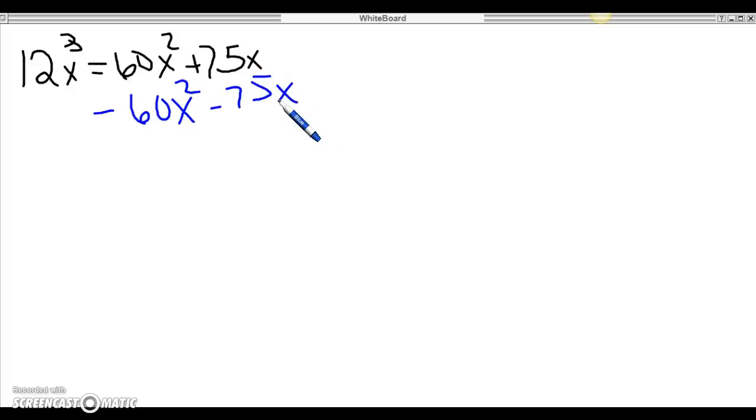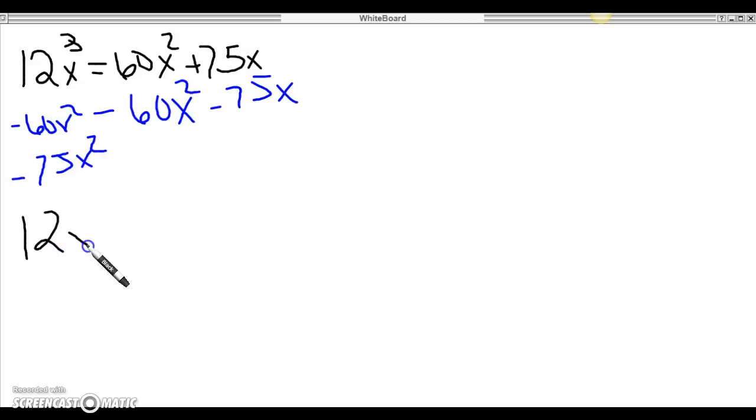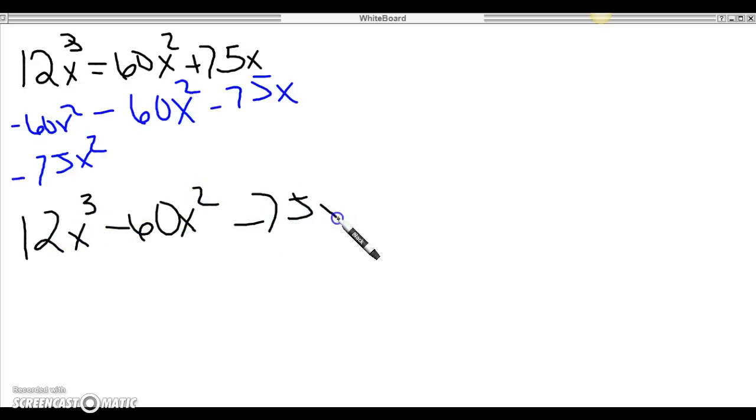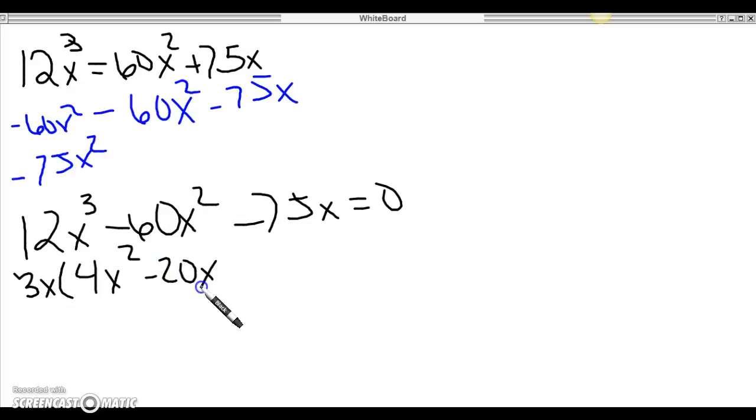and notice I'm moving it to the left-hand side, and I'm doing that because I don't want my leading term to be negative. So my leading term is 12x cubed, and I get minus 60x squared minus 75x equals 0. So I'm going to factor out, and they all have a common factor of 3x. When I do that, I get 4x squared minus 20x minus 25 equal to 0.